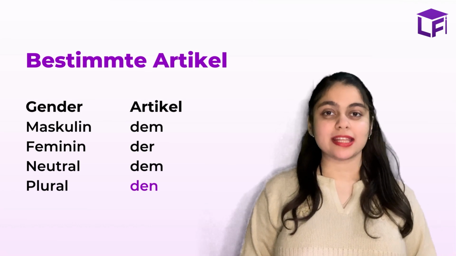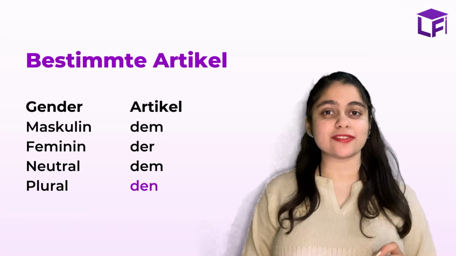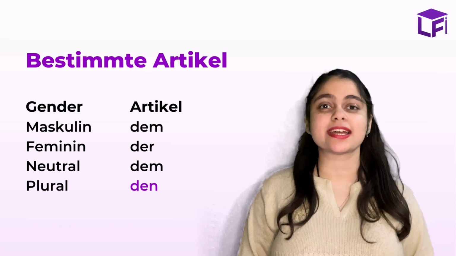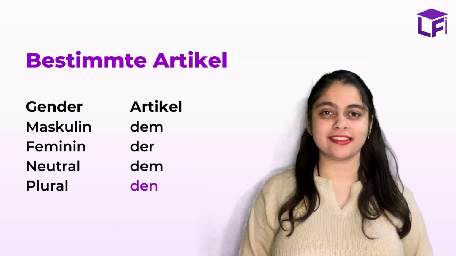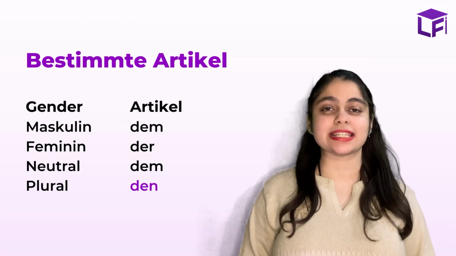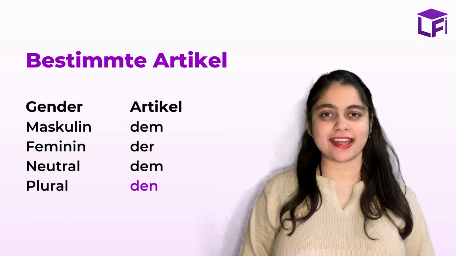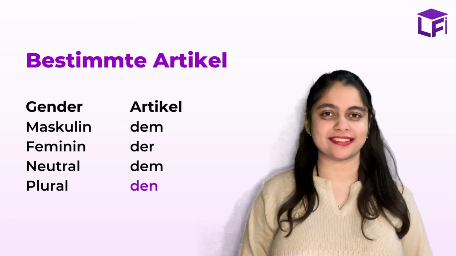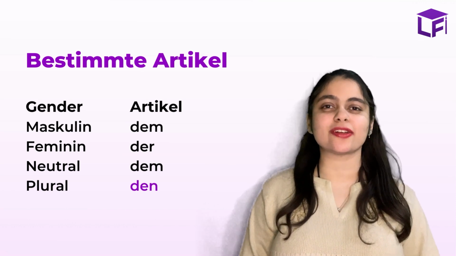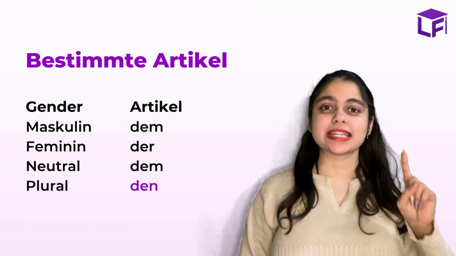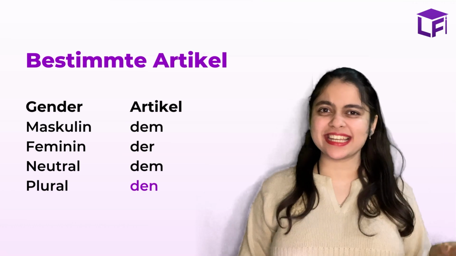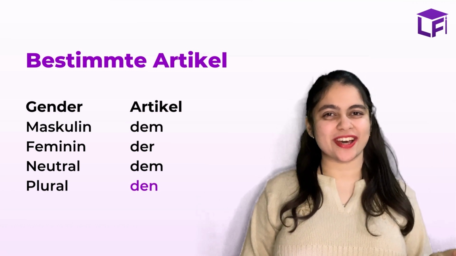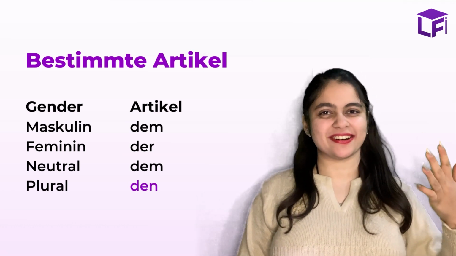So, the bestimmte article in dative case for masculine is dem. For feminine, it's der. For neutral, it is dem. And for plural, it is der. Alright, so this is how the bestimmte articles will go. Dem, der, dem, der. Easy? Well, sounds fun.